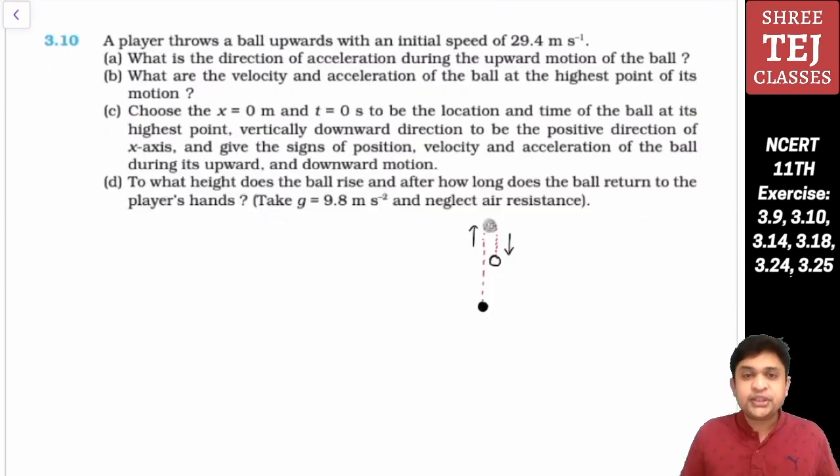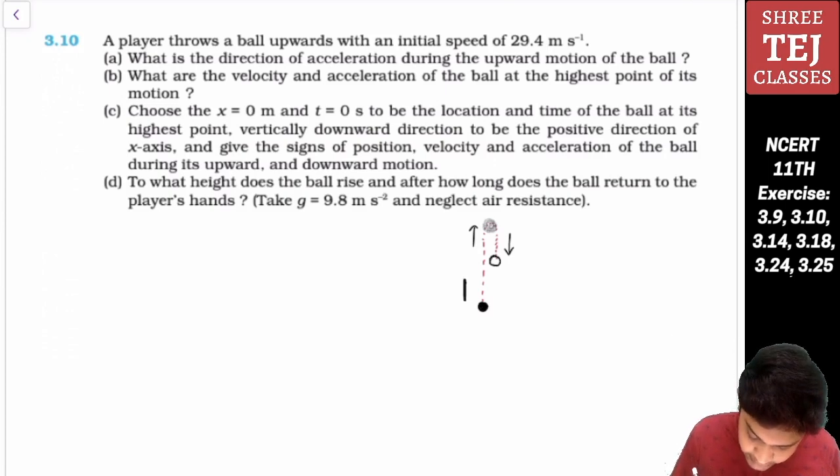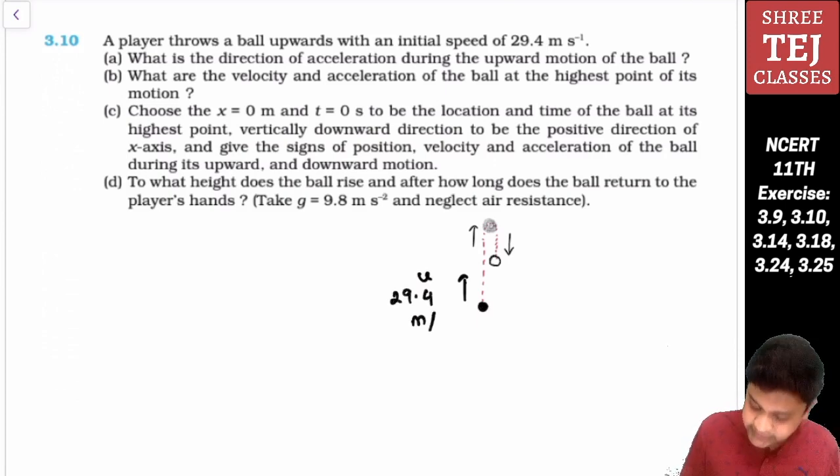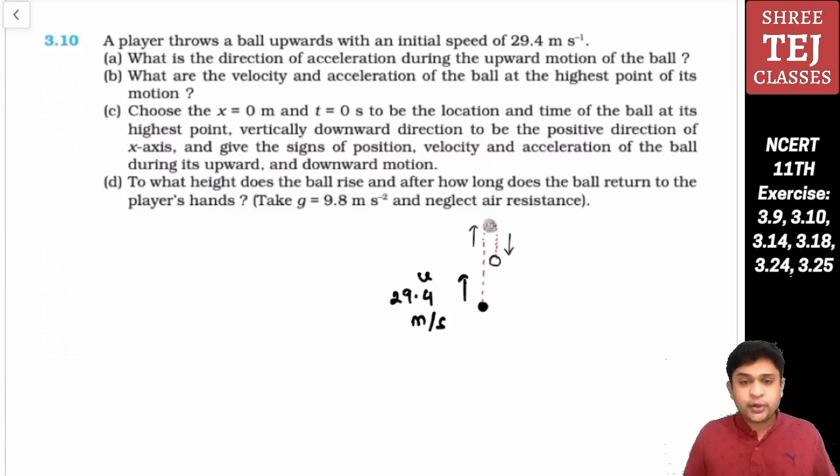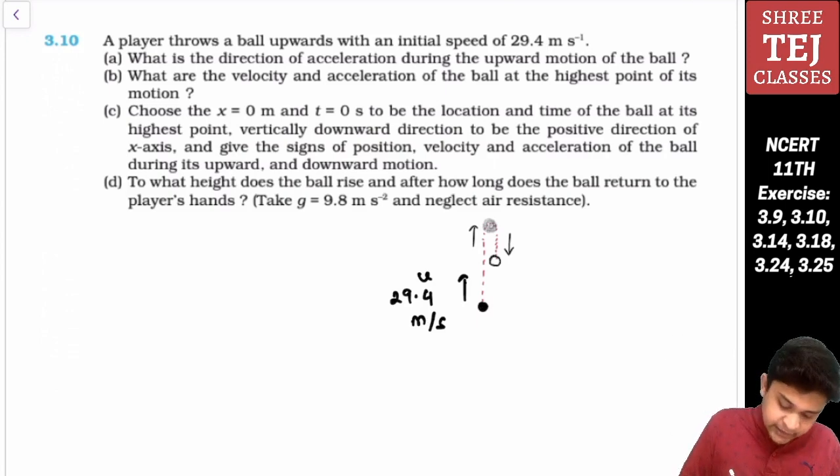Now let us look at question 3.10. A player throws a ball upwards with an initial speed of 29.4 meter per second. So initial speed u is 29.4 meter per second. What is the direction of acceleration during the upward motion of the ball? See, the only force acting on the ball is the force of gravity. Therefore, direction of acceleration will always be towards the ground.